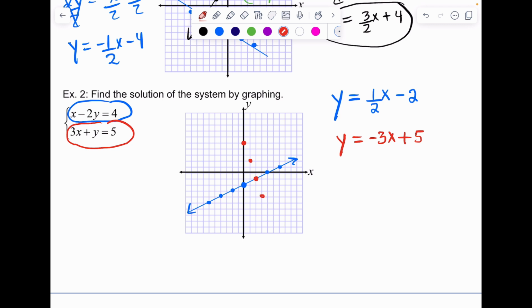I always like to go at least one further after I found my intersection, so that way I can have a really nice, complete graph. And here in purple, that's my intersection, that's my solution. My solution point is at 2, -1. And once again, if I plugged that ordered pair into either of these equations, it will be true. All right, great.